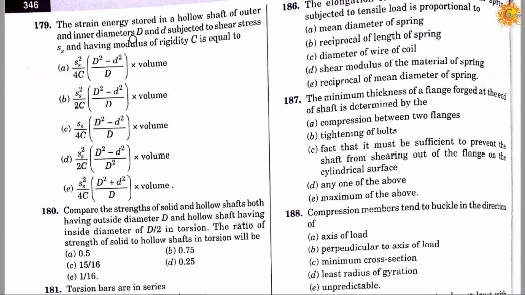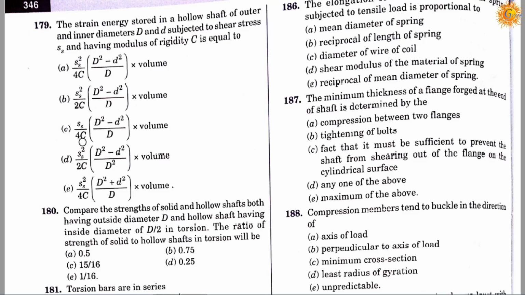Question 179. The strain energy stored in a hollow shaft of outer and inner diameters capital D and small d, subjected to shear stress S subscript s, and having modulus of rigidity capital C, is equal to: Option A, S_s squared divided by 4C, times the bracket (D squared minus d squared) divided by D, times volume. Option B is S_s squared divided by 2C, times the bracket (D squared minus d squared) divided by D, times volume.